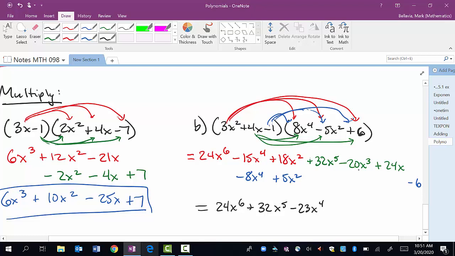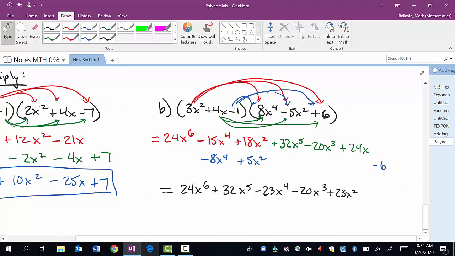Next I have a negative 20x cubed, make sure you have the negative with it. Then we have x to the second power. We got two of those terms to combine, so 18x squared plus 5x squared is plus 23x squared. And then our x term, we just have plus 24x. And then minus 6. None of these are like terms.